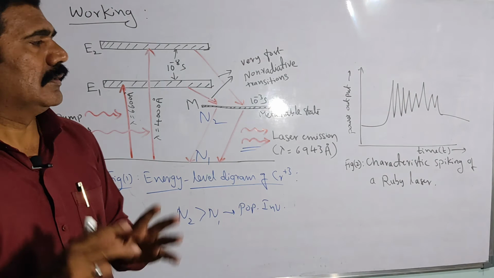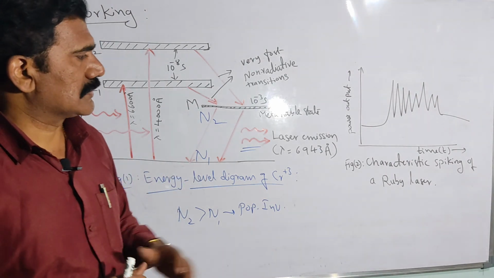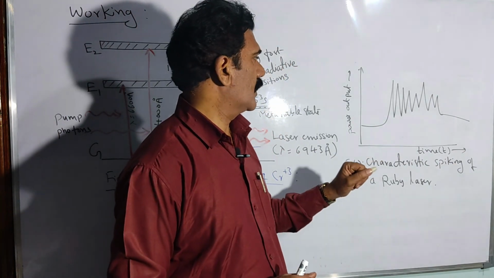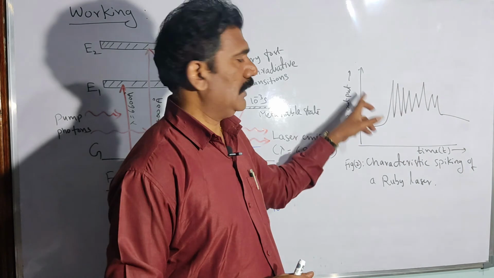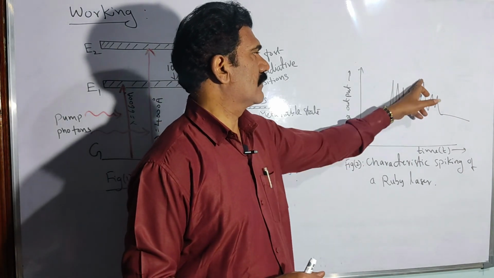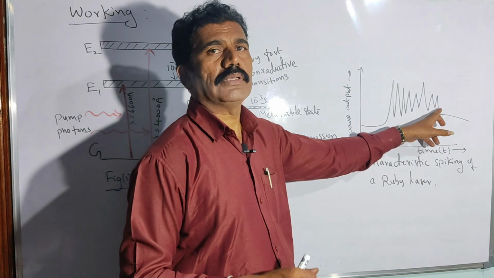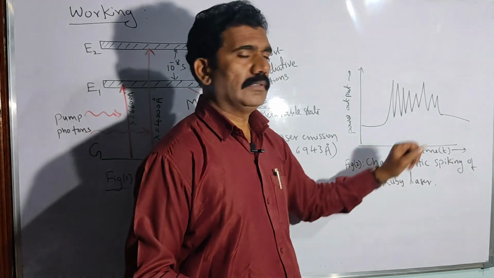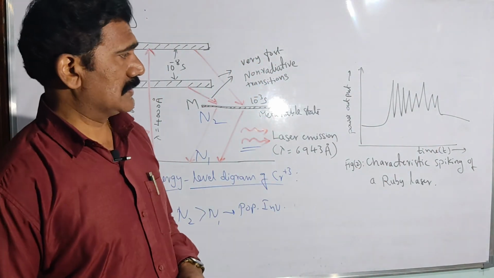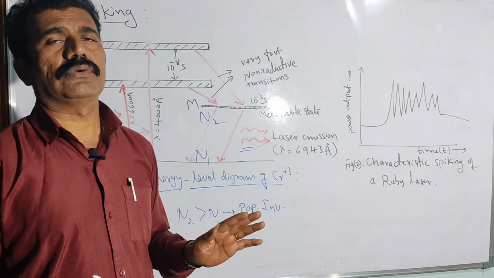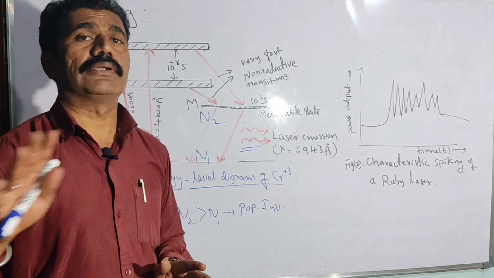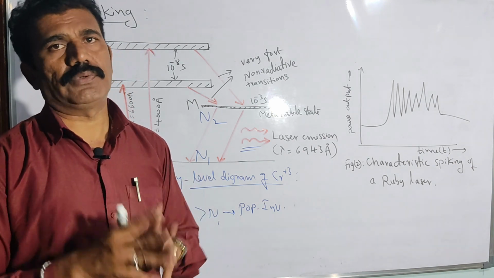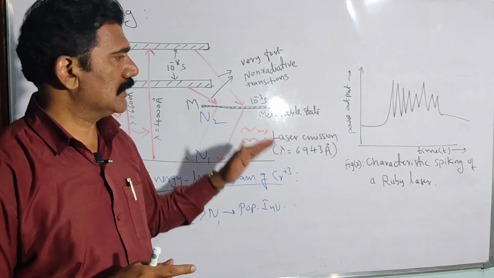We can see how the spiking is obtained in the ruby crystal. See the characteristic spiking of the ruby laser, which looks like this. Depending upon the power output, we can see a number of spikes like this. Power output is nothing but laser emission in the form of a number of pulses or spikes observed with respect to time. So it is not a continuous laser. If you consider gaseous lasers, those are continuous lasers, for example the helium neon laser. That is what I am going to discuss in the next video. That is a continuous laser, but here it is a pulsed laser.